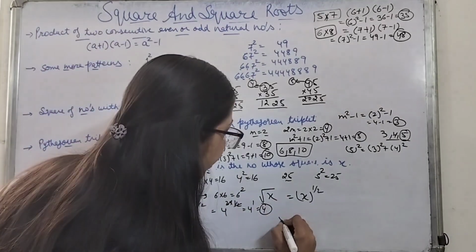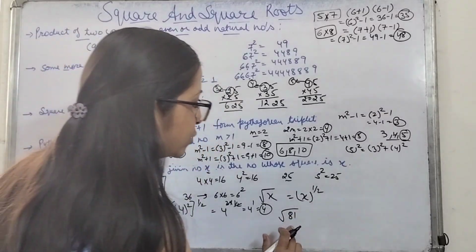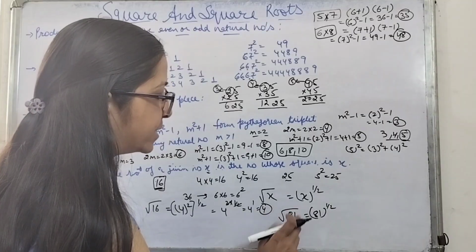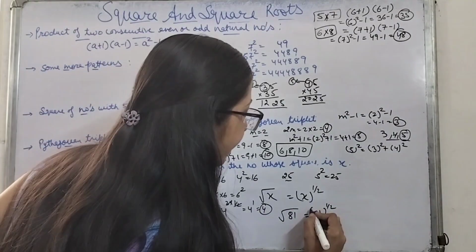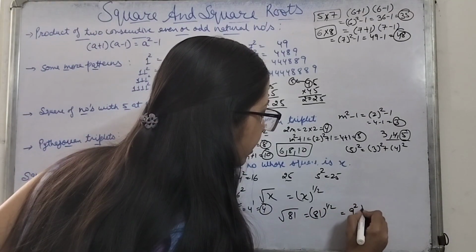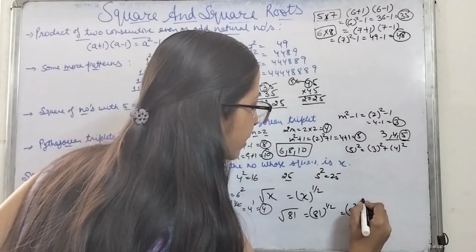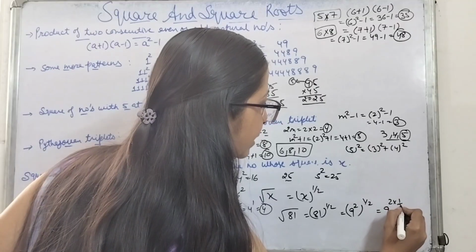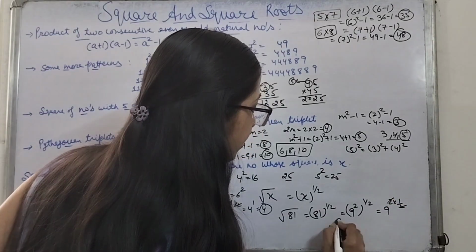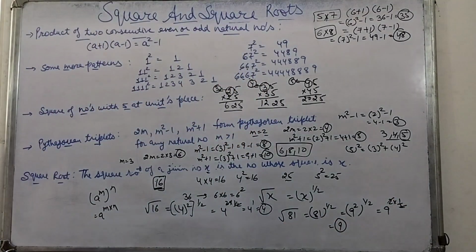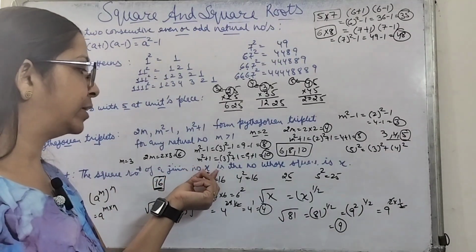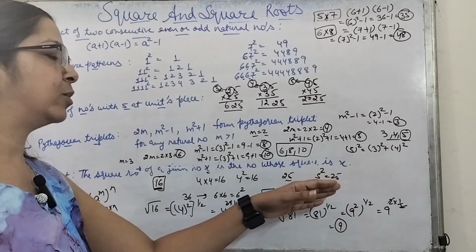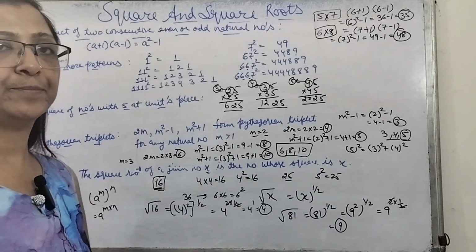Similarly, if we have to find the square root of, say, 81, this means 81 raised to the power 1 upon 2. Radical sign means power 1 upon 2. So 81 could be written as 9 into 9, or we can say 9 square. So 9 square raised to the power 1 upon 2. Powers are going to multiply. So 9 raised to the power 2 multiplied by 1 upon 2, or we can say the square root of 81 will be 9. So the square root of a given number x will be the number whose square is x. So it is basically the reverse of the square only.